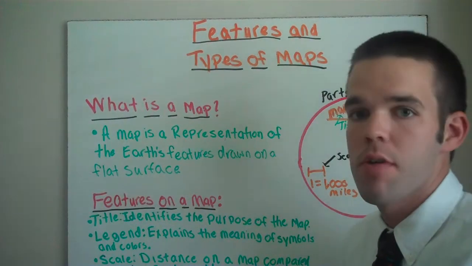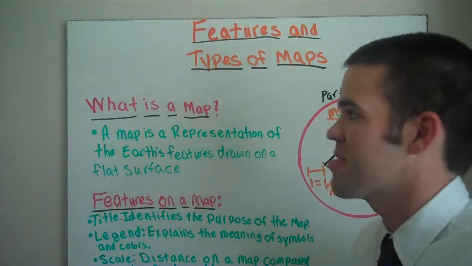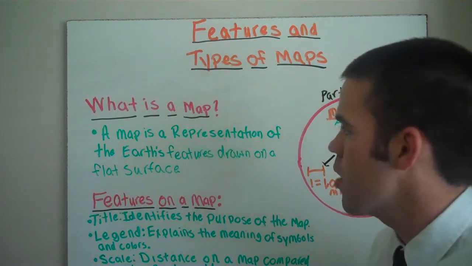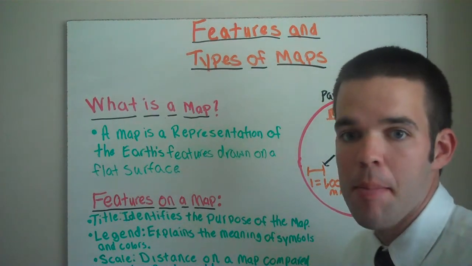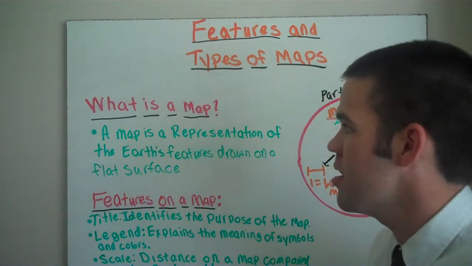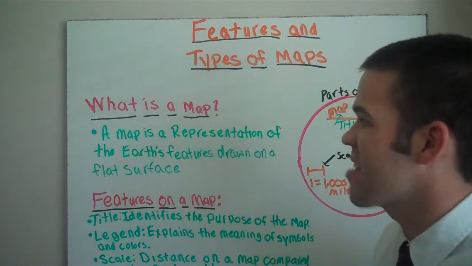Today we're going to cover features of a map and types of maps. We're going to talk about several features. We're also going to talk about what is a map, and we're going to talk about the three main types of maps. So let's get started with what is a map.